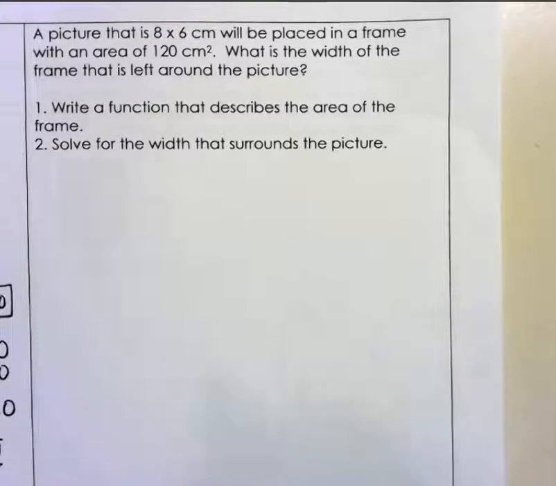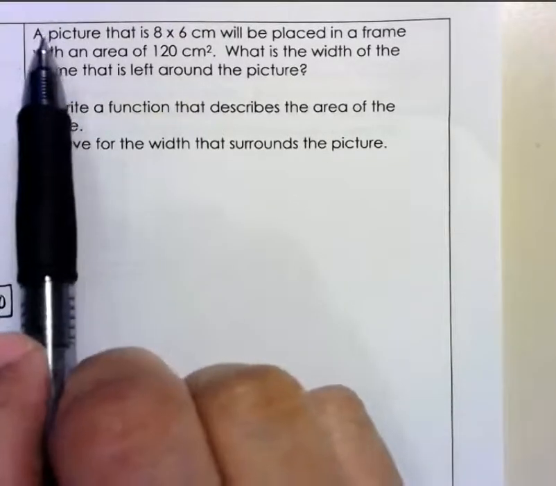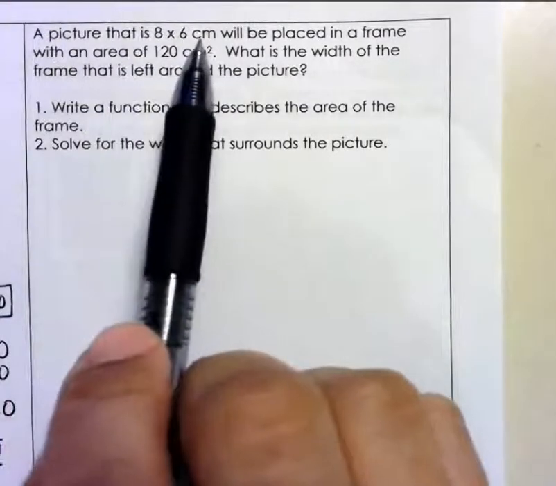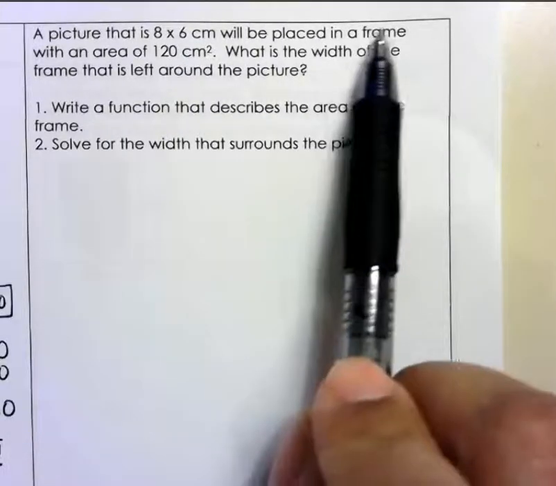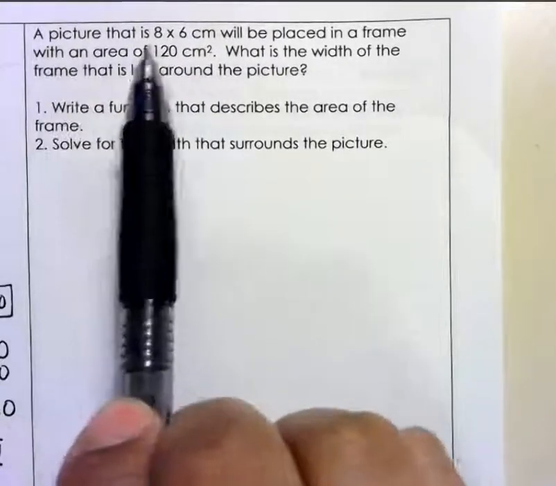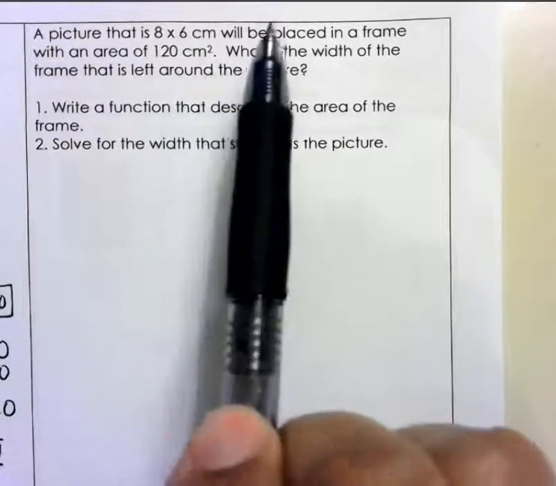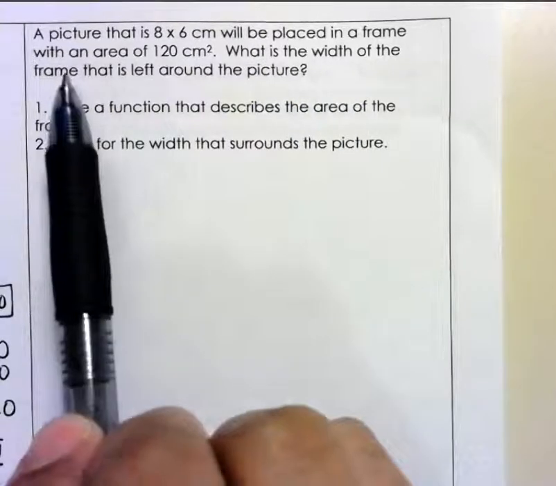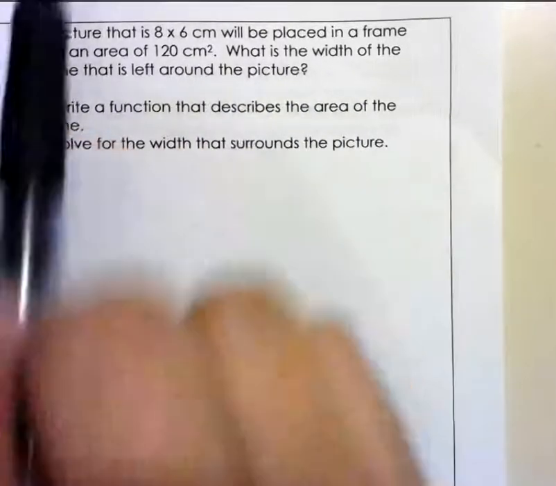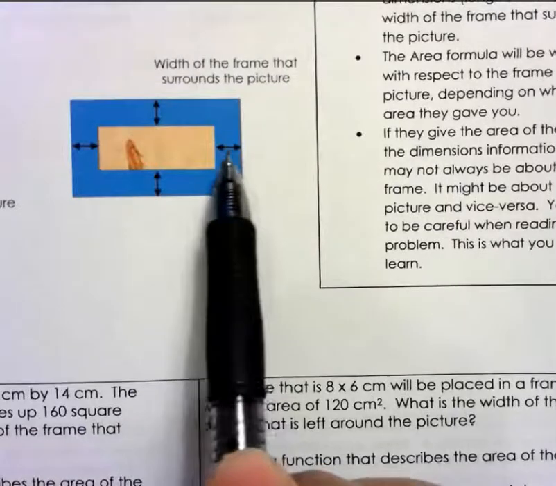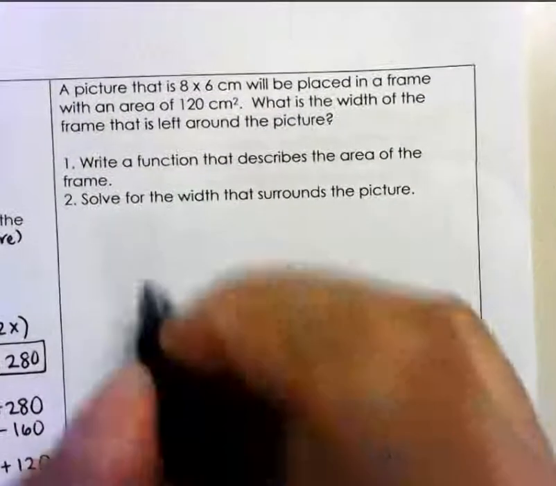In this video, we're going to look at this problem, which says a picture that is 8 by 6 centimeters will be placed in a frame that has an area of 120 centimeters squared. What is the width of the frame that is left around the picture? So once again, we're looking for this distance right here, the width around the picture. So let's go ahead and draw ourselves a diagram.